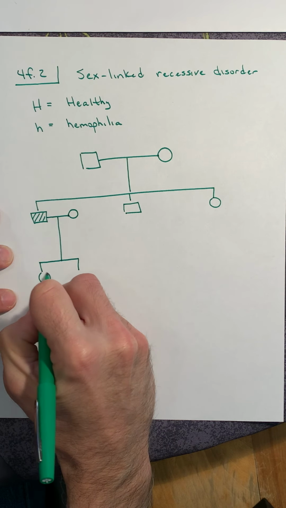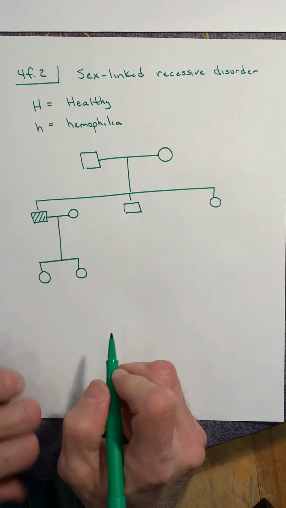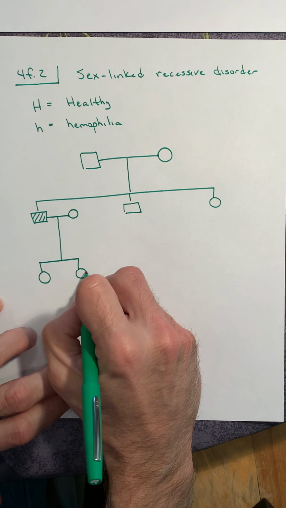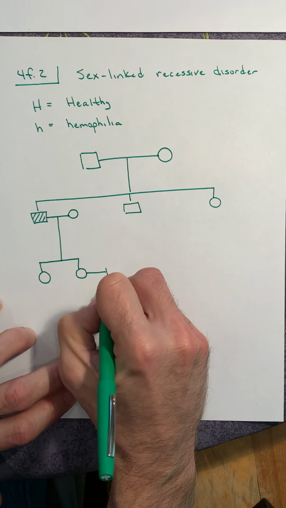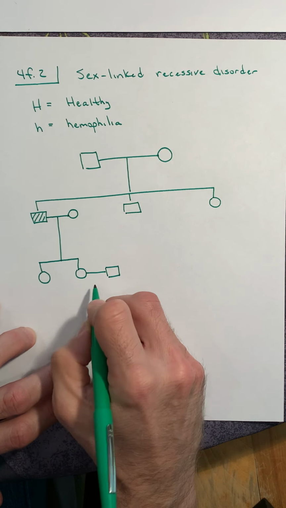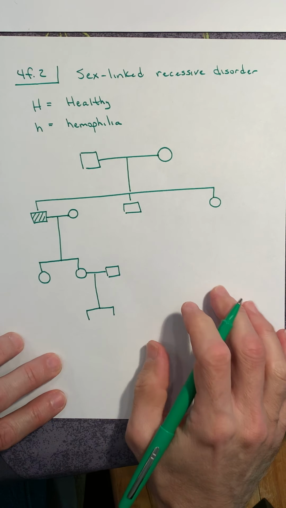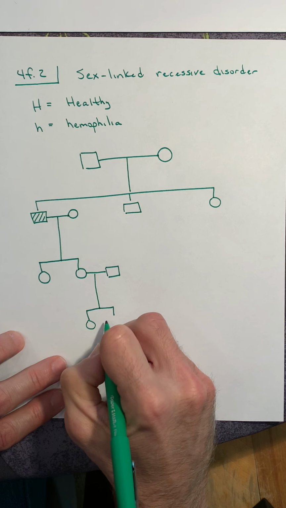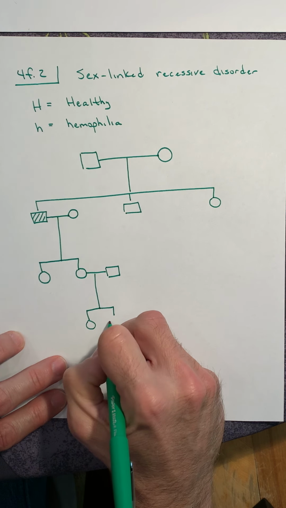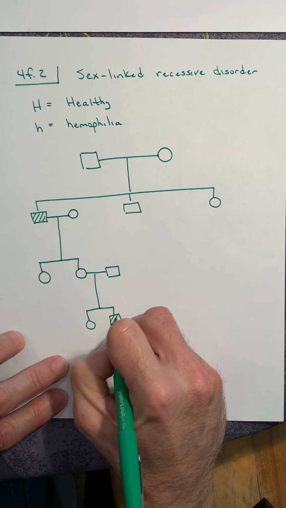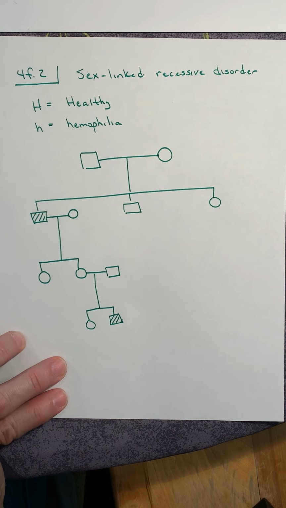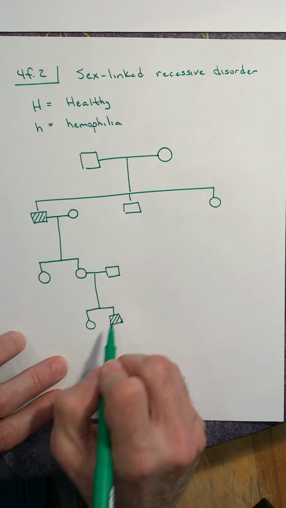They are going to produce 2 healthy females. This healthy female reproduces with a healthy male. They produce 2 children. Let's say a healthy daughter and an affected male. I shouldn't say sick, I should say affected.